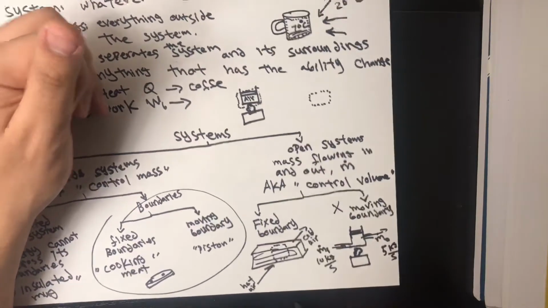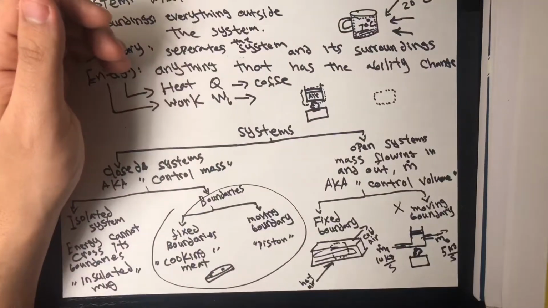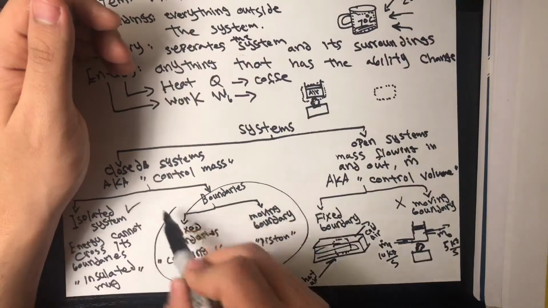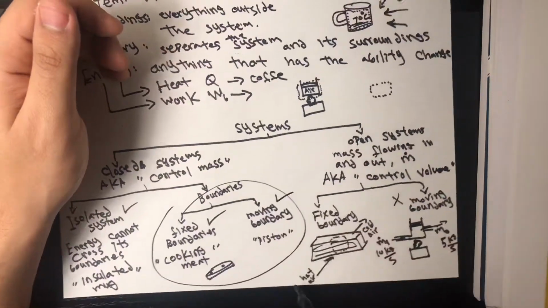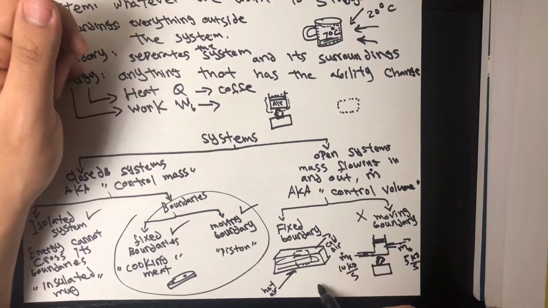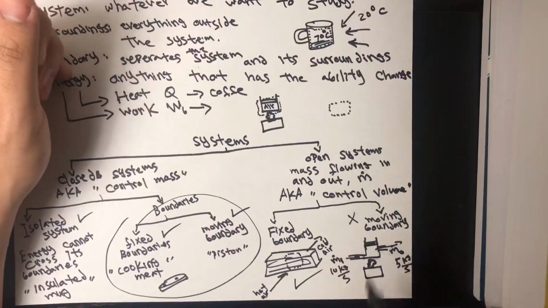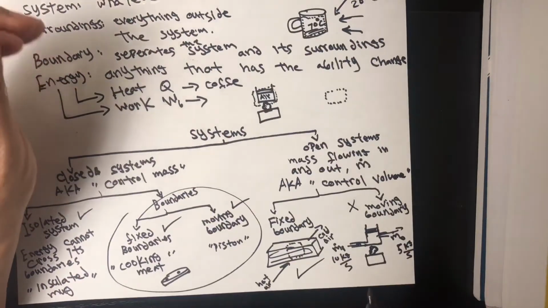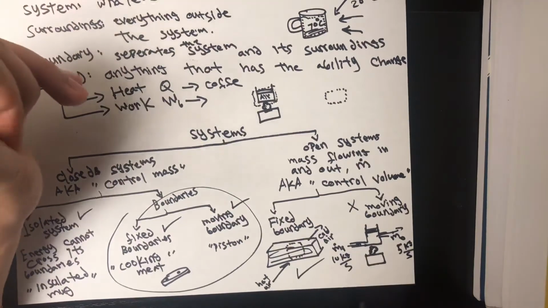So our analysis for this course is mainly going to involve control mass systems where we have either an isolated case, fixed boundary case, or a moving boundary case, or for the control volume where we do have mass flow, we're only going to consider fixed boundary control volumes. So usually the moving boundaries are a little bit more complicated. I don't think that we're going to be running into them for now.